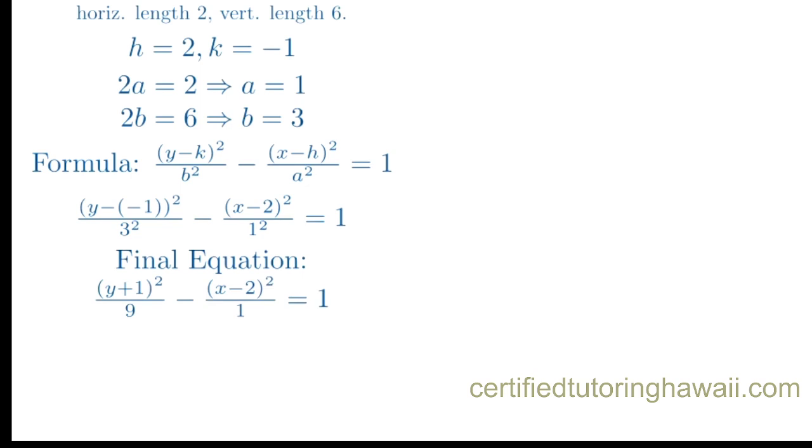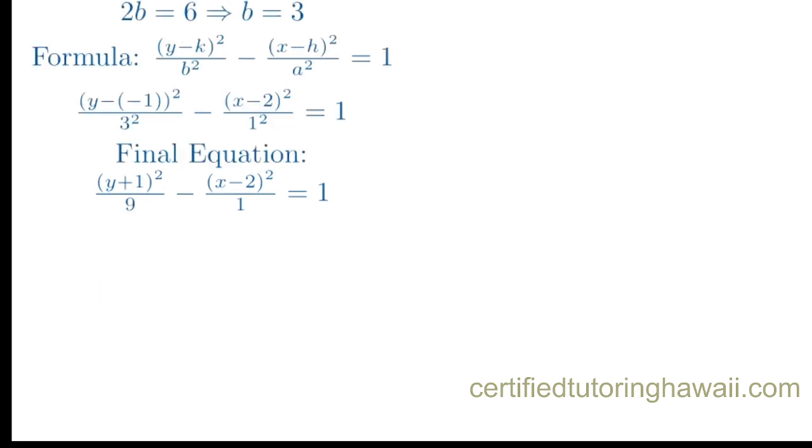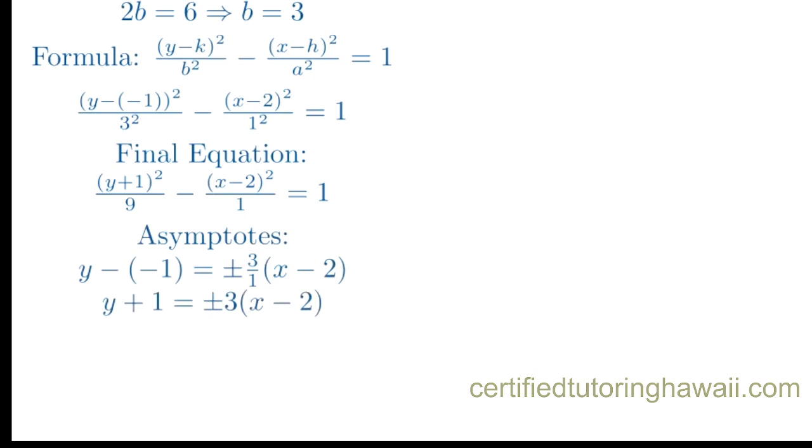What about its asymptotes? The asymptote equation is y + 1 equals plus or minus 3 over 1 times (x - 2), which simplifies to y + 1 equals plus or minus 3 times the quantity (x - 2). These lines guide the shape of the hyperbola. We have now learned how to write the equation of a hyperbola and its asymptotes.